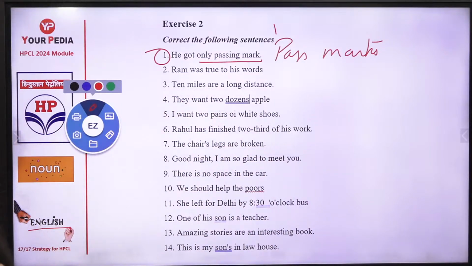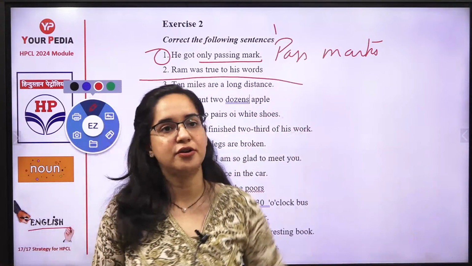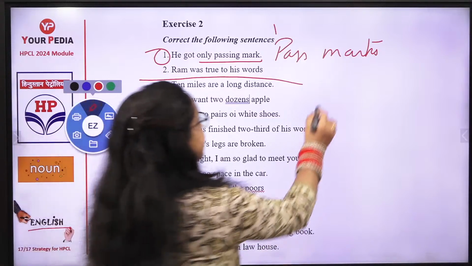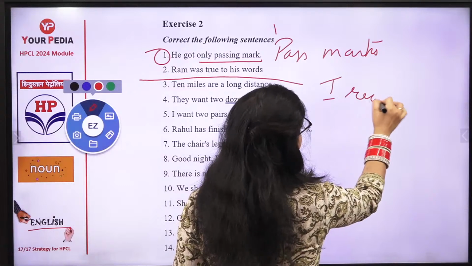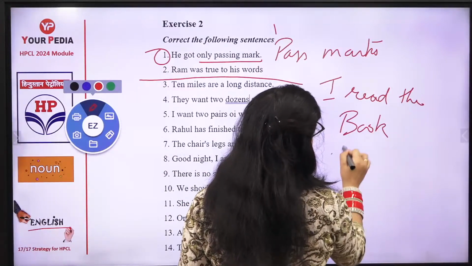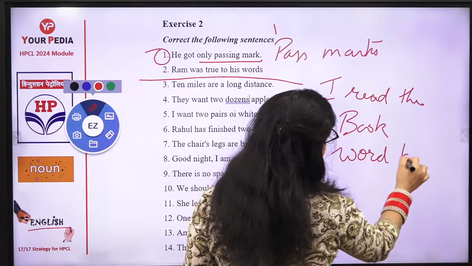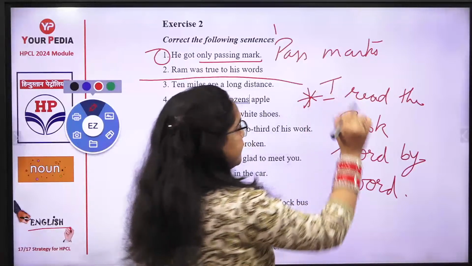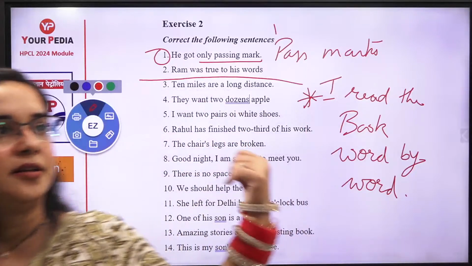There are certain words we just say it out for the sake of informal slang and not for the formal one. Ram was true to his words. Is it right or wrong? Ram was true to his words. Then answer me one more thing. Is it correct this line? I read the book word by word. Okay. Now do this one also.